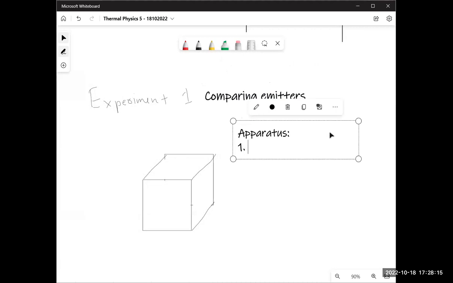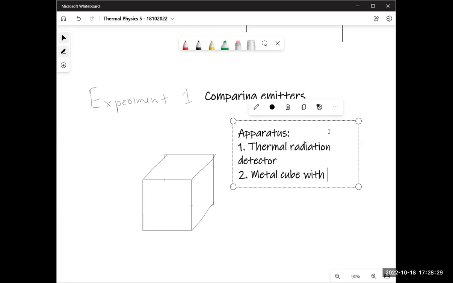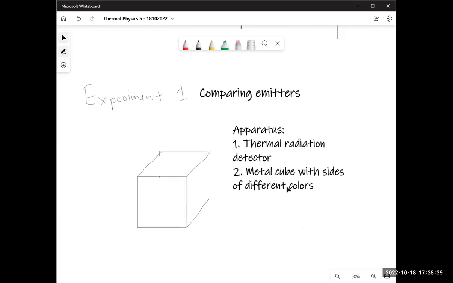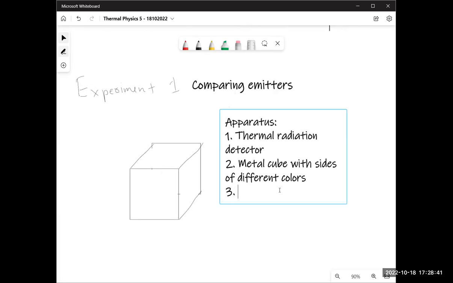First thing first is you need a thermal radiation detector. We need a metal cube with sides of different colors. And that's it. Those are the 2 things we need. We also need boiling water.